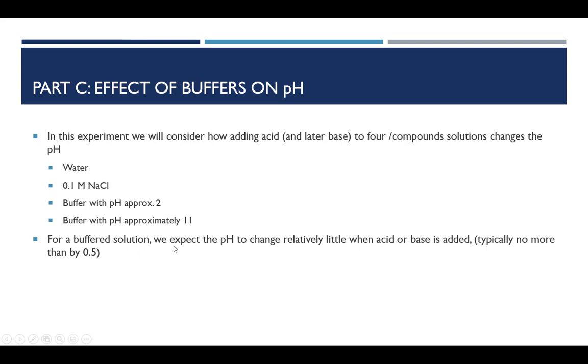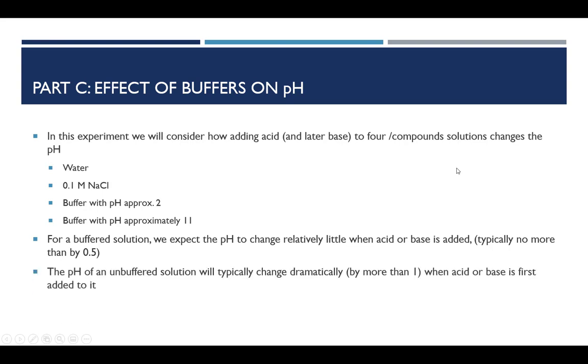For a buffered solution, we would expect the pH to change by only a very small amount. And for the purpose of this experiment, let's say by no more than 0.5. So if the pH goes up by less than 0.5 or it goes down by less than 0.5 when we add acid or base, we're going to call that a buffer.